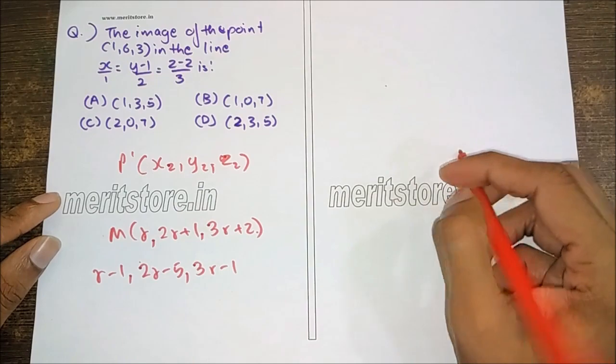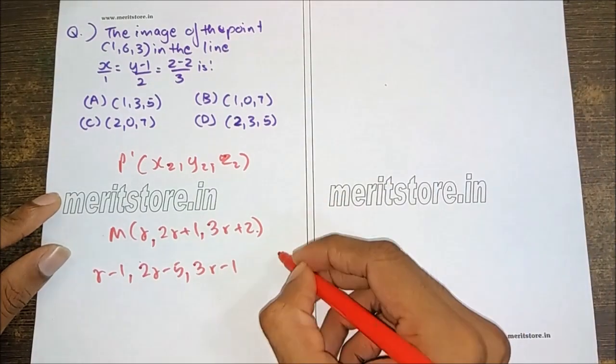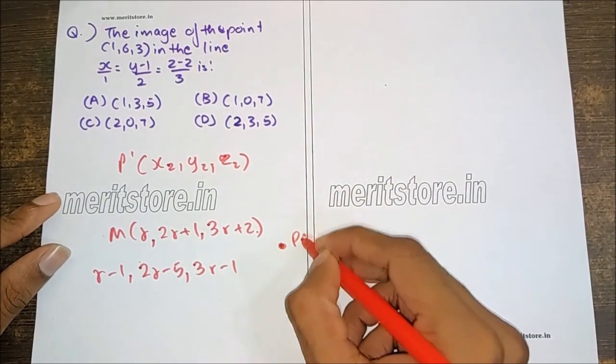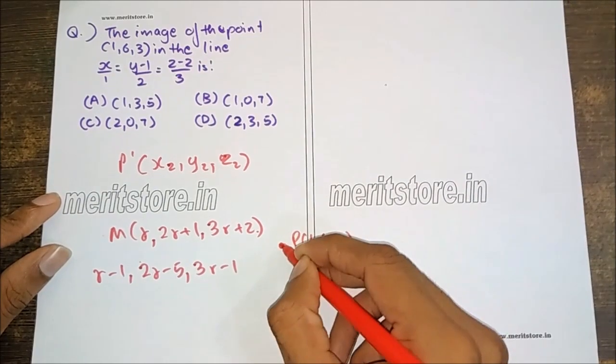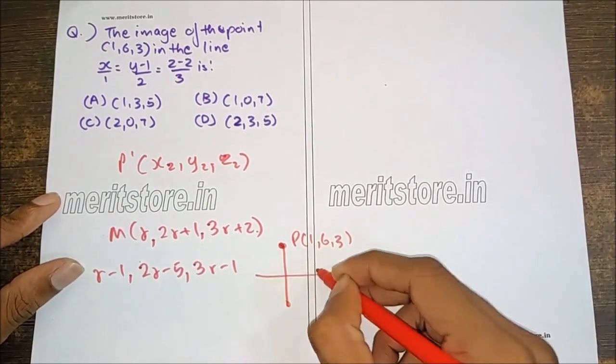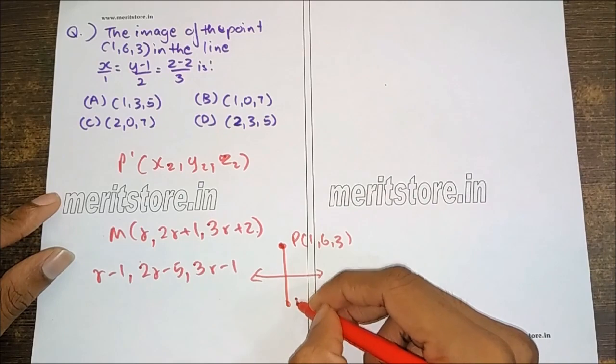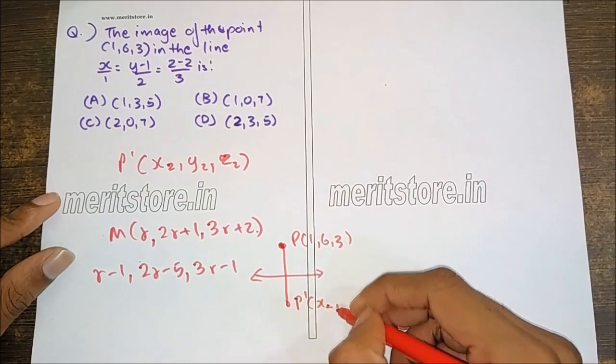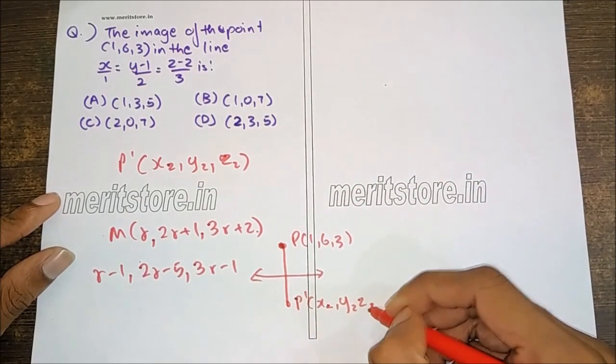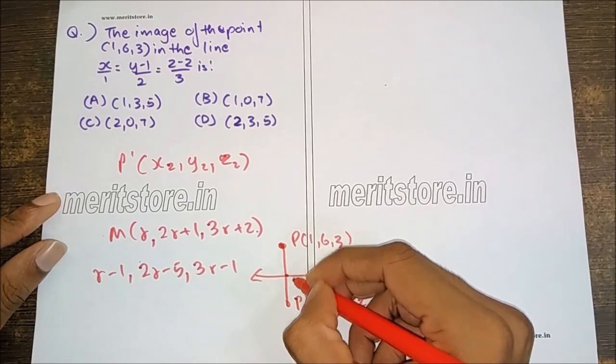Since the line is perpendicular to the given line, we can make a diagram, that is point P 1, 6, 3, perpendicular to the point P dash x2, y2 and z2, and the point of intersection is at M.